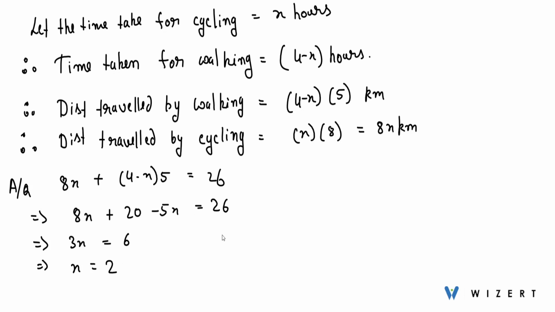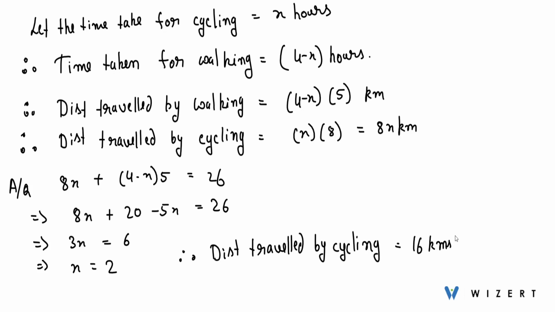Now they have asked us to find the distance traveled by cycling. Therefore, distance traveled by cycling will be equals 8 multiplied by x, which is 8 multiplied by 2, which is equal 16 kilometers. So this will be our final required answer.